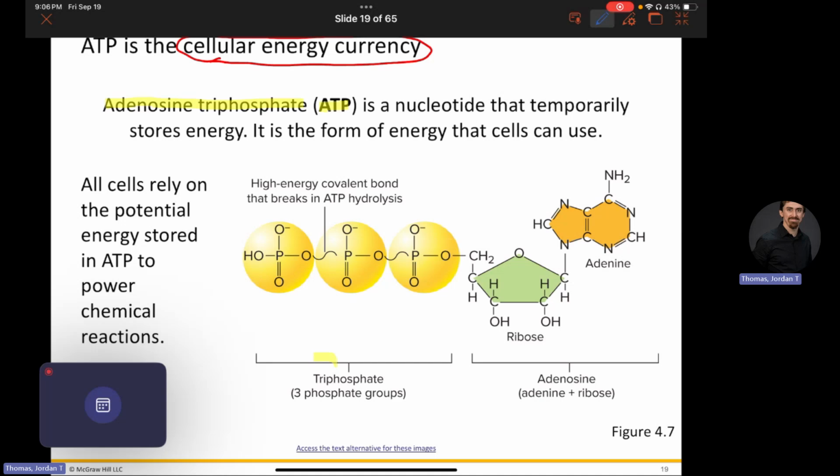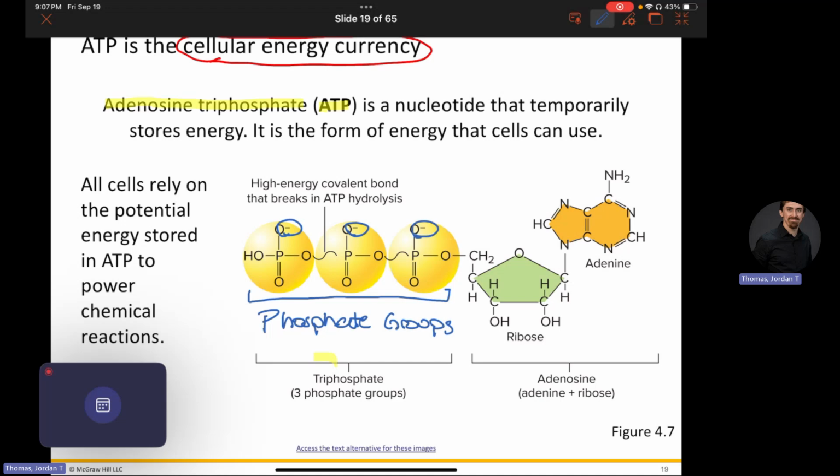And this image here kind of shows what ATP looks like. And one thing I want to focus on is this part right here. These are called phosphate groups. These three phosphate groups, they're all negative. So they all have this negative charge.